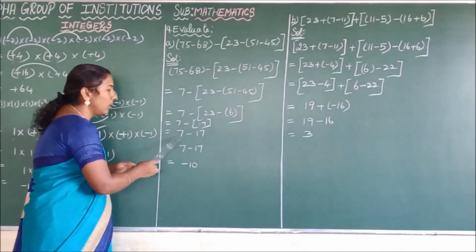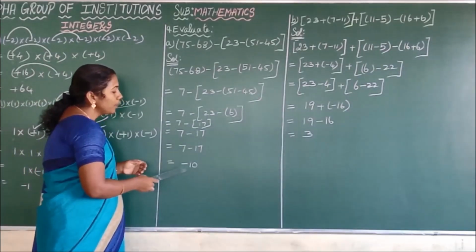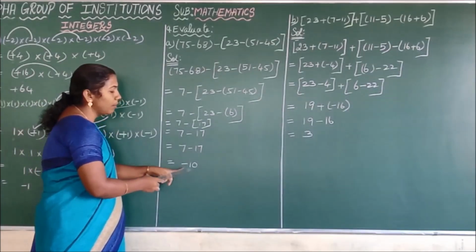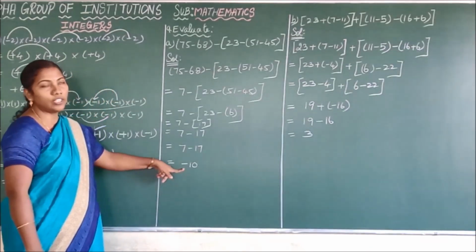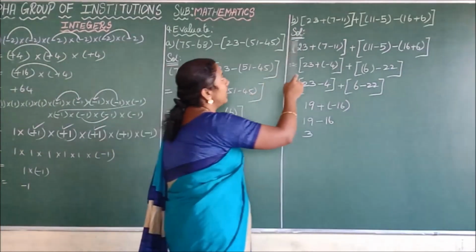You have to separate the smaller number from the larger number. You get 7 minus 17, you get minus 10 as your answer. Clear, children? Next see the subdivision B.